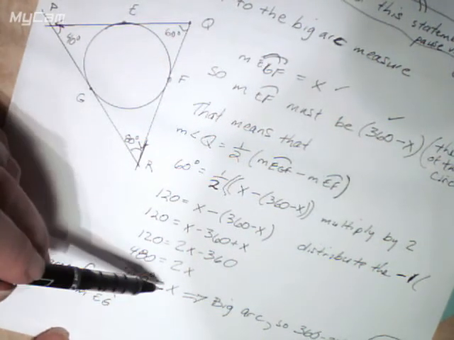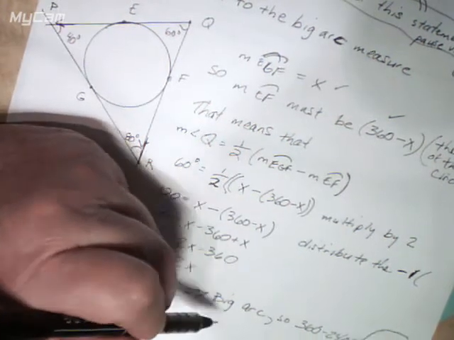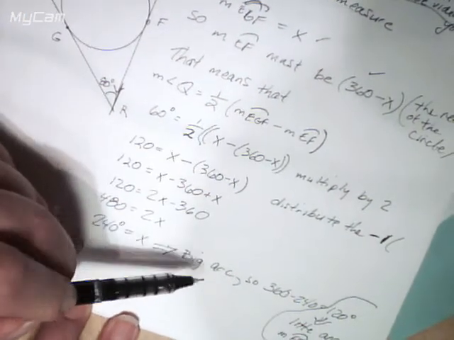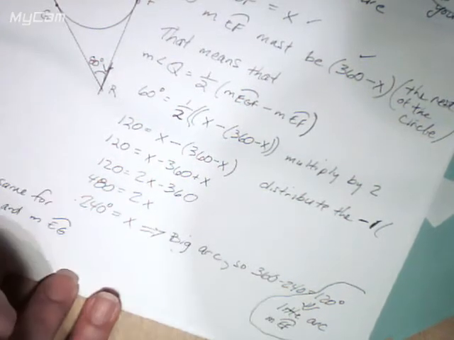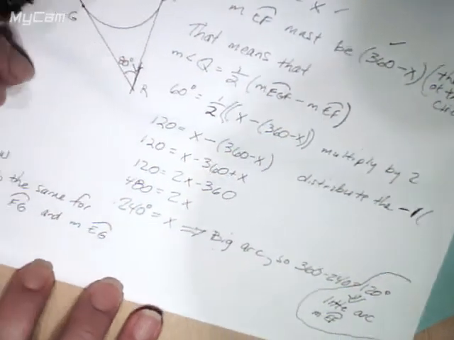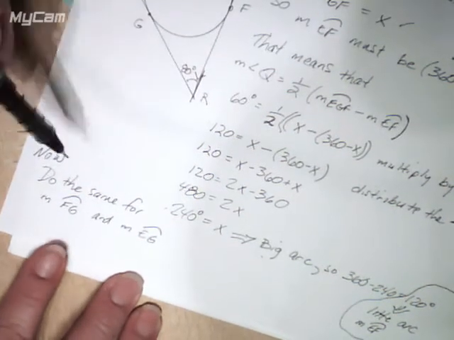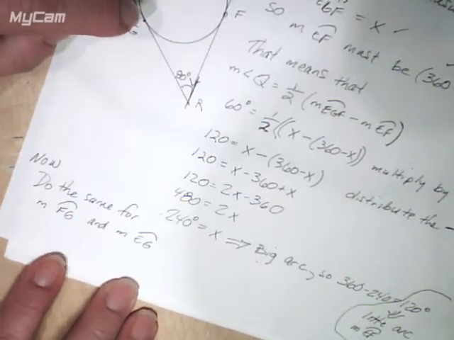240 degrees is equal to X. X was the big arc. So that means the little arc is 360 minus 240, or 120. Okay, so that was arc EF, the measure of arc EF.